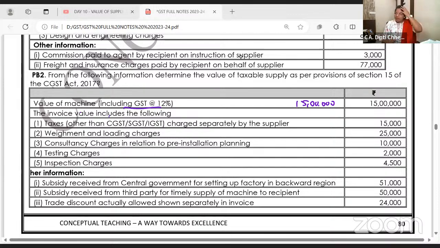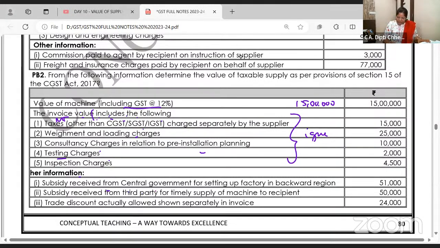Okay. Value of the supply. Value of the machine, 15 lakhs. Invoice value includes taxes other than CGST, charged separately. Okay. See, this is including the CGST. So, ठीक है, चलो. Now, this invoice already includes taxes other than CGST. So, other than CGST, if it is municipal tax or anything, it has to be included. And they have included. So, nothing to do. Now, this is already including the weighing charges. Rehne do, consultancy, testing, inspection. So, all these charges are forming part of transaction value. They are already included. So, let it be.